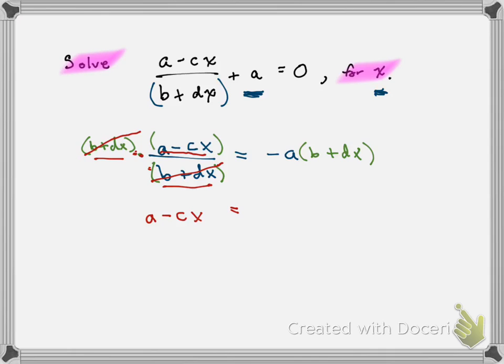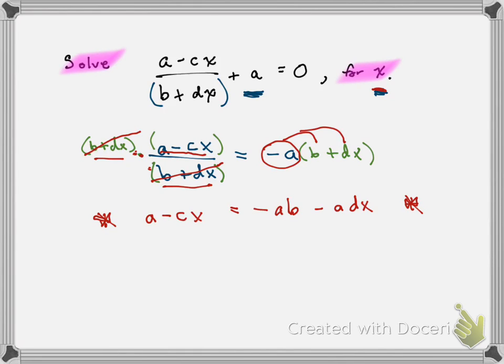On the right-hand side, I have this, and since we're solving for x, we need to distribute our negative a next. So minus ab minus adx. Notice the entire negative a got distributed. Now I'm going to put a little star here.